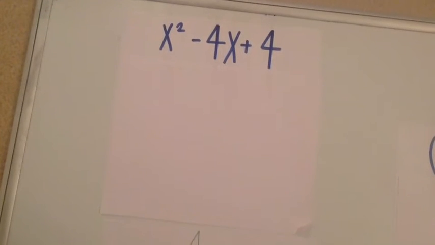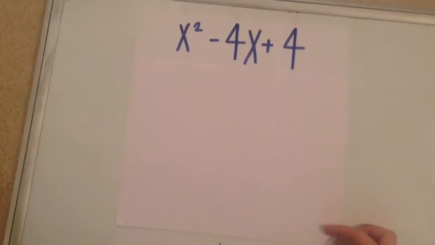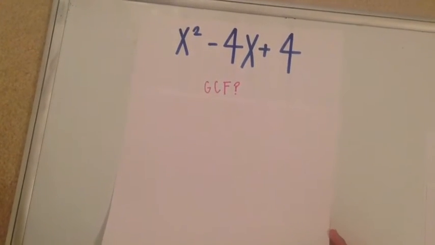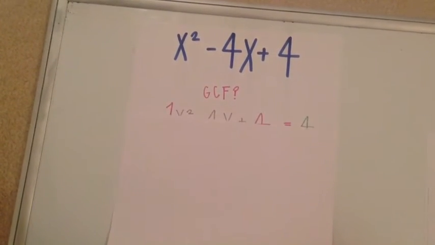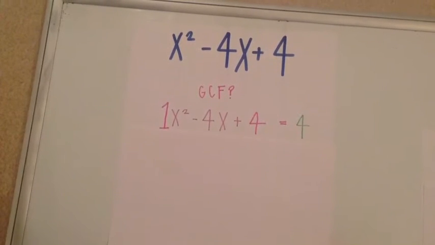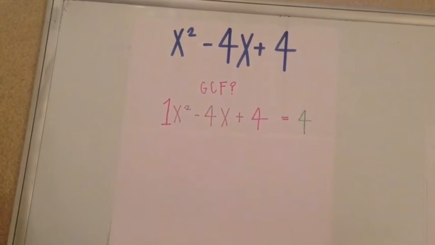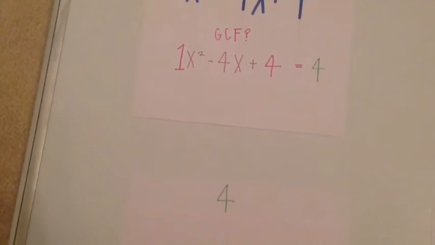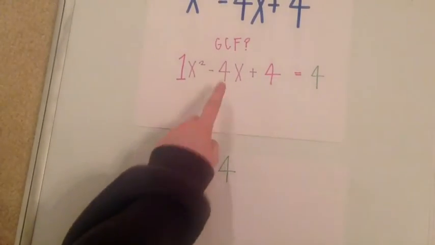Alright, for our final one, we're going to do something easy. X squared minus 4x plus 4. So we look for a GCF, and we can find in this problem that there isn't one. And so we go to the first times the last, and when you multiply them together, you equal 4. And so we are going to find all the factors of 4 that might equal to negative 4.